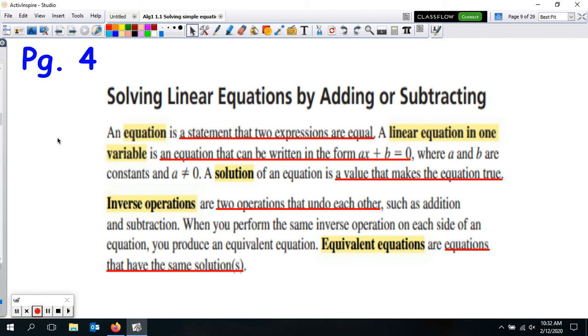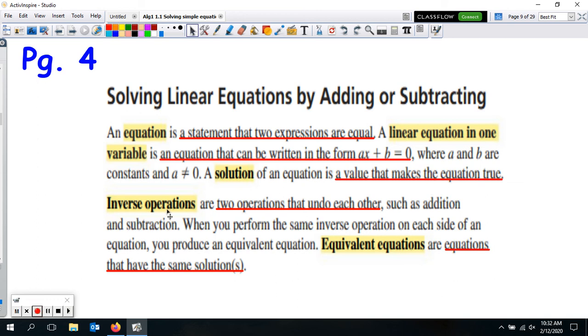A linear equation in one variable, there you can write down that it's an equation that can be written in the form of ax plus b equals 0. And that's where a and b are constants and a is not equal to 0. Otherwise, that would get rid of your variable here, because if a was 0, then x times 0 would still be 0. A solution of an equation really is a value that makes the equation true. So if we find a solution and we can plug it back in for the variable x, it would make it equal the number that's on the other side of the equal sign. So it's a value that makes the equation true.